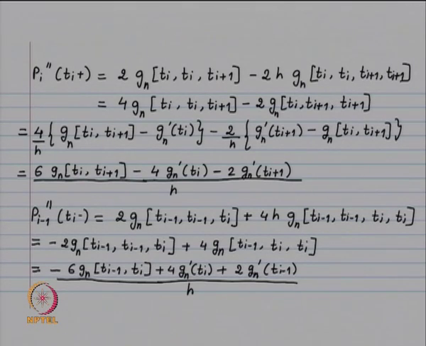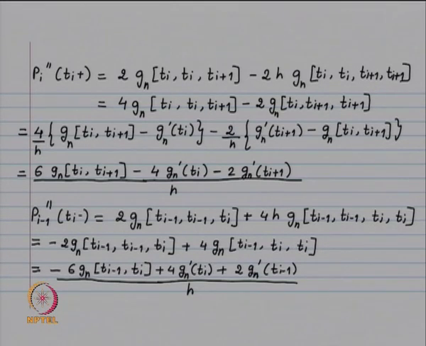Look at the expression 6 times g_n[t_i, t_{i+1}] in p_i double dash at t_i plus. That divided difference is going to be g_n at t_{i+1} minus g_n at t_i divided by h, and we know that g_n at t_i has to be equal to f at t_i. So, that is known, whereas g_n dash t_{i-1}, g_n dash t_i, g_n dash t_{i+1} are unknowns. So, we will equate these two expressions.